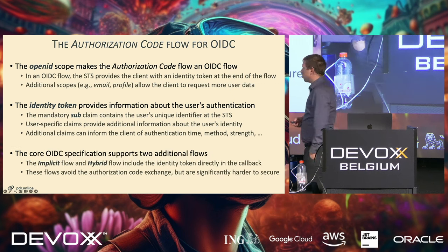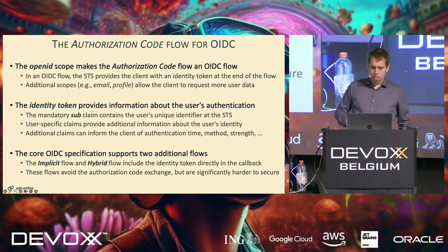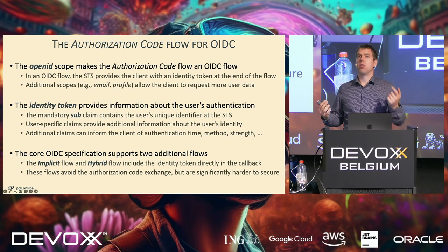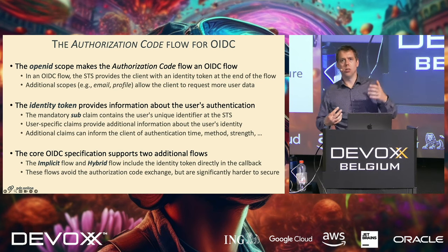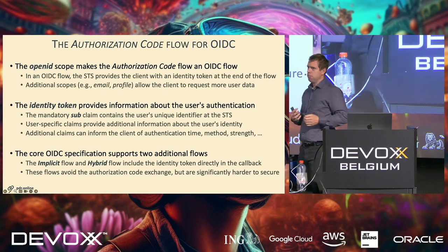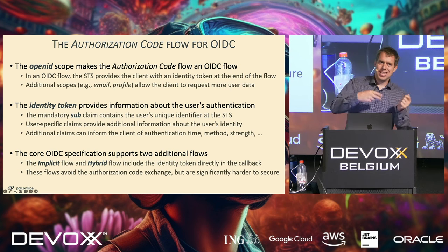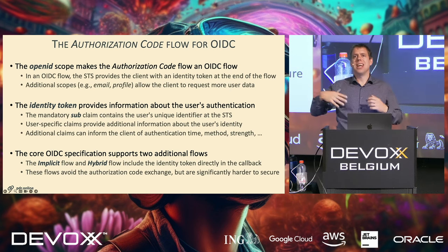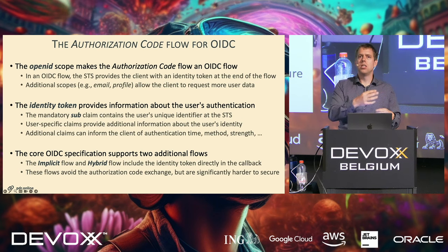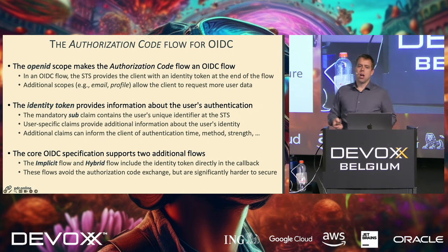In the OpenID Connect specs, you'll find two other flows. You'll find an implicit flow and a hybrid flow. These are not officially deprecated, as in they are still valid, but they are much more difficult to implement. Because if you implement these flows, you have to do some checks on the client side instead of checks being done by the STS. So you have more responsibilities and more places to screw it up, if you want to put it bluntly.